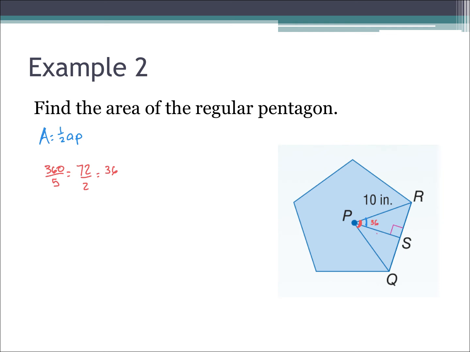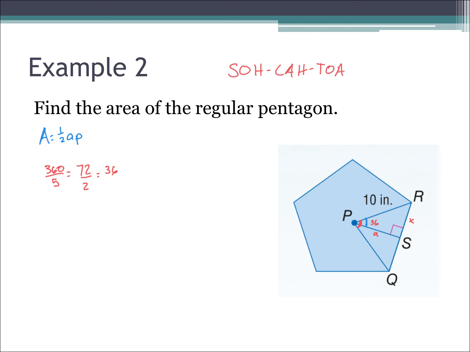Now I need my apothem and I need the side piece over here. I can't use Pythagorean theorem because I only have one side. I can't use special right triangles because I don't have a 30-60 or 45-45. So I am left with trig again. Which, if you like trig, this is going to be a fun chapter for you.